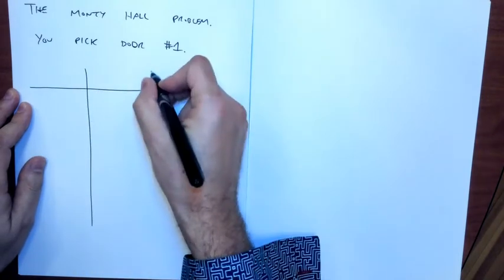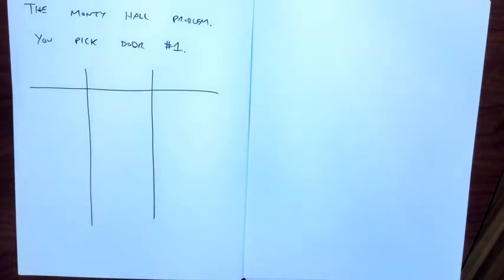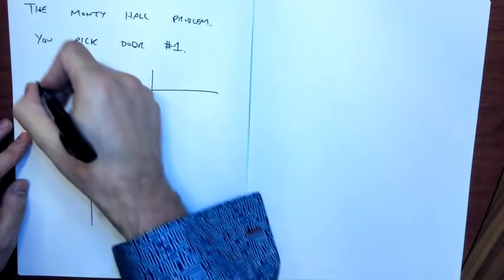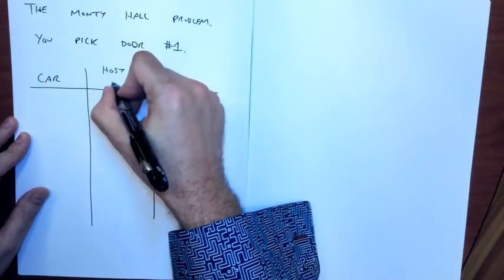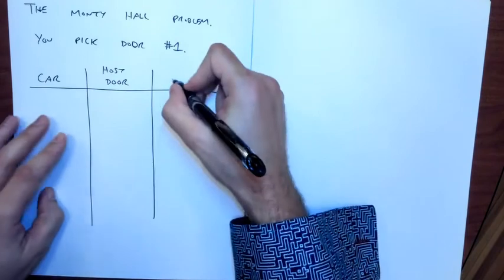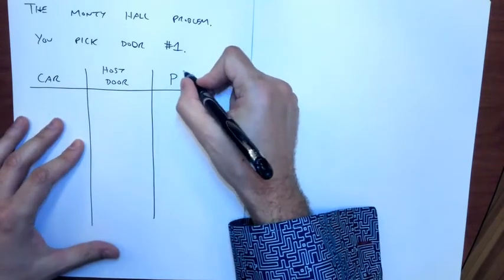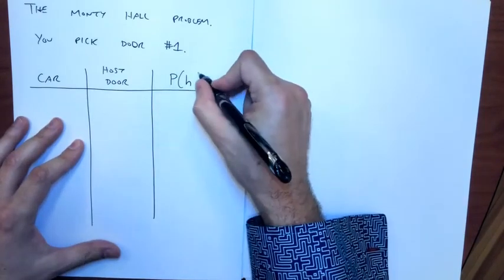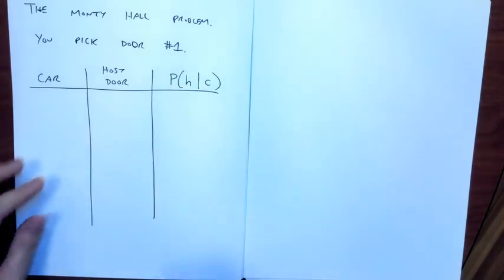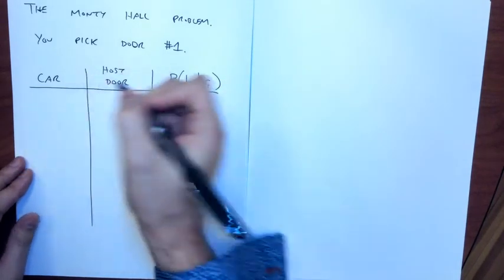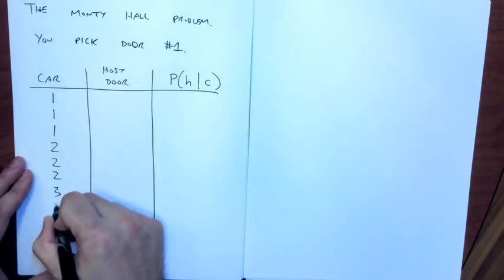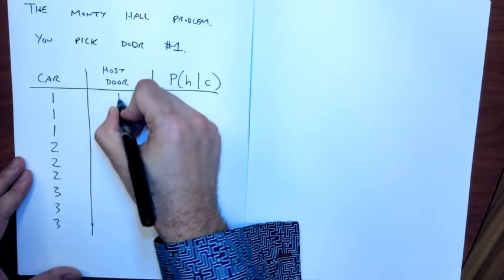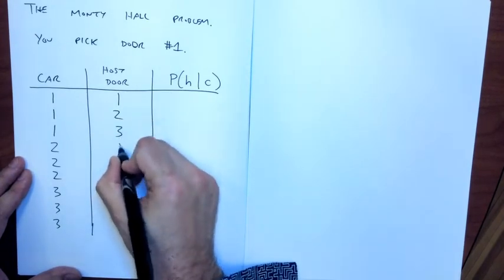So a priori we assume that the car has equal probability, 1/3, of being behind each of those doors. So there's the true car location, there's the door that the host opens, and then there's the probability of the host opening this door given where the car is. So let's look at the 9 possibilities: the car behind door number 1, door number 2, door number 3, and the host opening 1, 2, or 3.